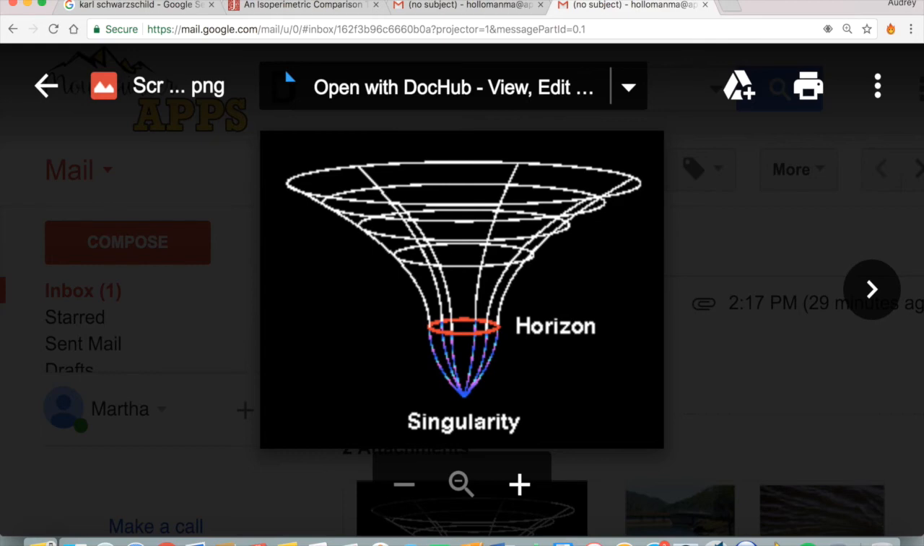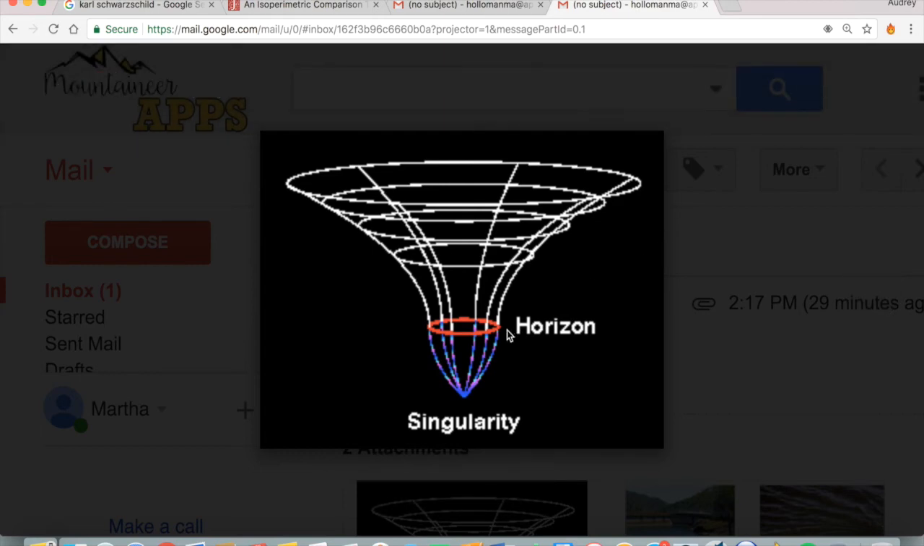Here you can see that radius in red, which is what I mentioned earlier on the whiteboard with the Schwarzschild radius, and pretty much your eye cannot see past this point. It's going to be a complete black hole.